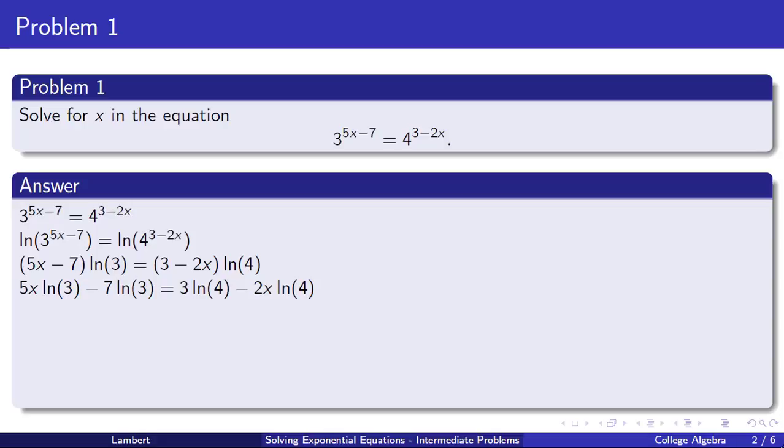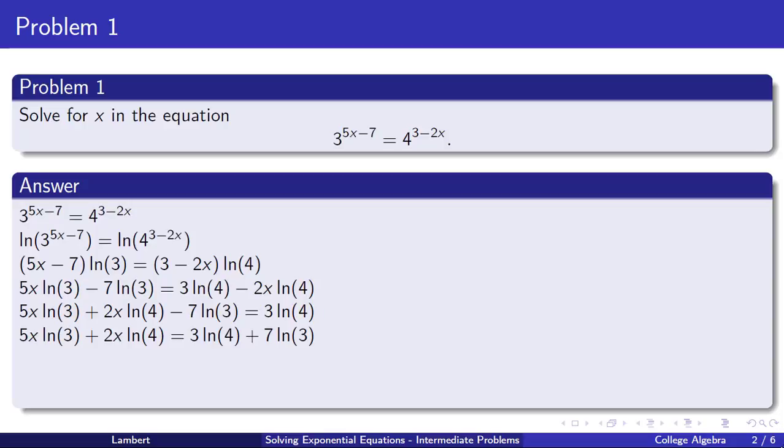So in order to solve for x, you just need to group all the x terms on one side. We'll get all those terms with x on the left-hand side, so add 2x natural log of 4 to both sides, and that's where you get 5x natural log of 3 plus 2x natural log of 4. And then we have to add this 7 natural log of 3 to both sides, and so you'll have 5x natural log of 3 plus 2x natural log of 4 equals 3 natural log of 4 plus 7 natural log of 3.